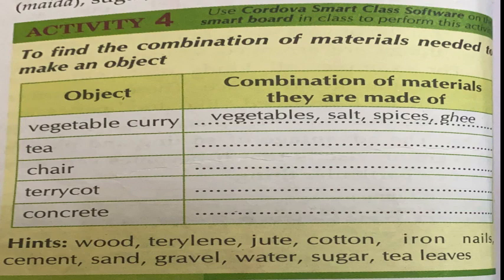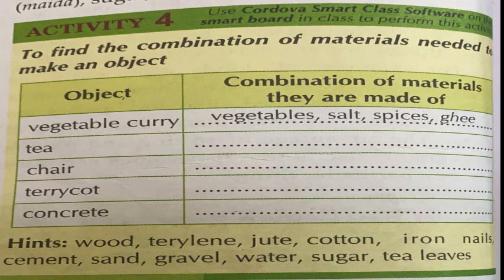Now in activity 4, the tea. For tea what do we need? We need sugar, water, tea leaves. By using all these materials we can make tea. Yes or no? So you have to complete activity numbers 2, 3 and 4 by yourself.